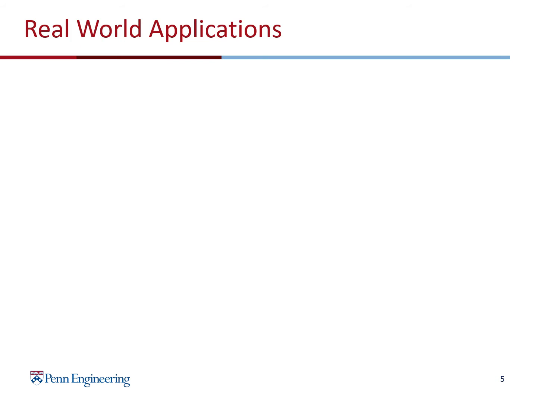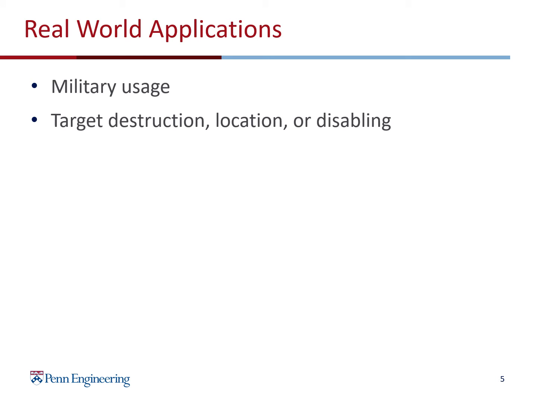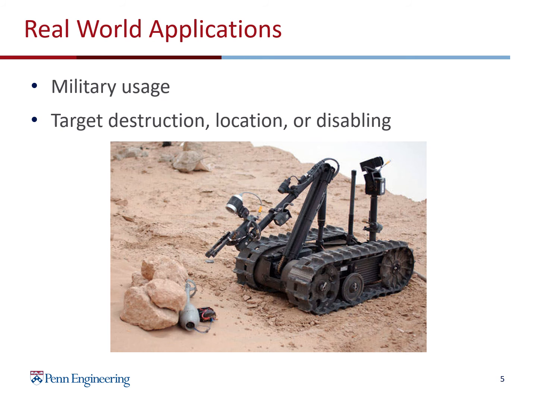Now, as for real-world applications, because we don't live in fiction, the military actually uses this technology very frequently, and it is quite useful. It can be used to destroy targets, to locate them and report their location, or to disable them. For example, this robot finds bombs by their heat signal and disables them before they can go off and kill anyone.